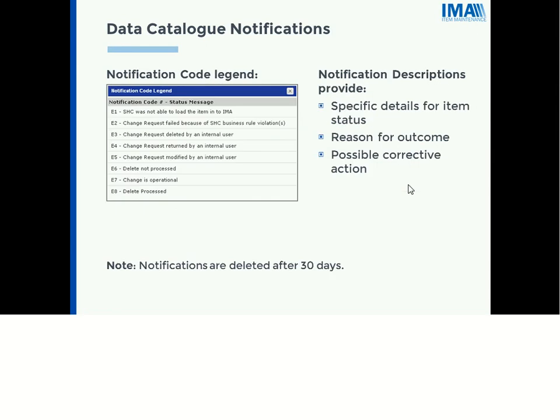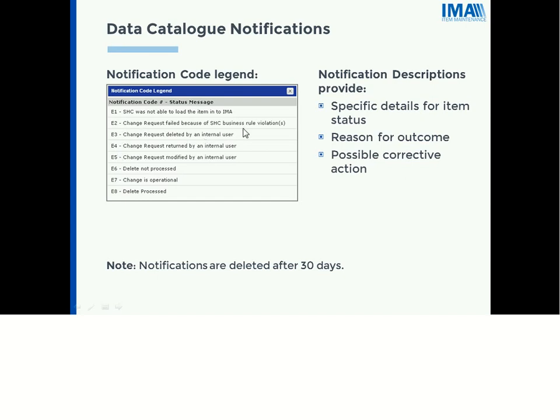So this is the notification code legend. Again, this gives you information about the items that you synced over. E1, SHC was not able to load the item into IMA, so that's typically for a new item. E2 through E5, they all relate to change requests.